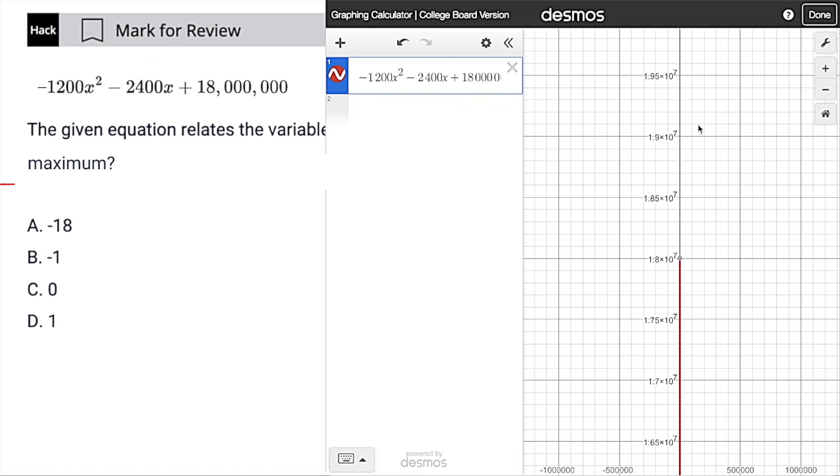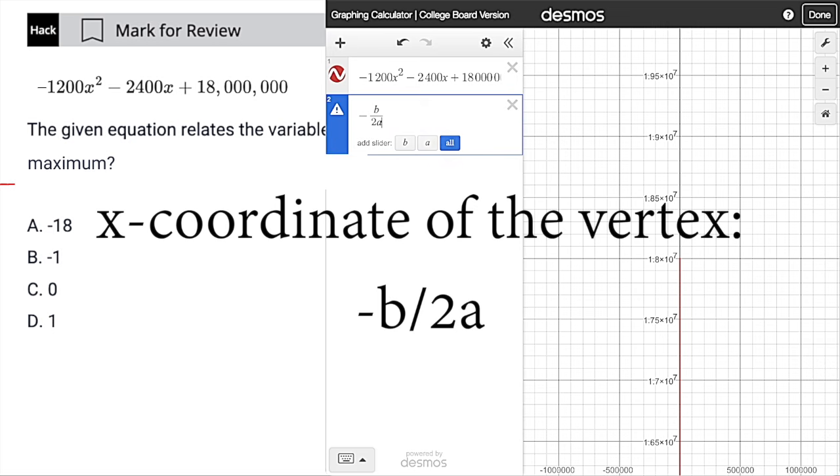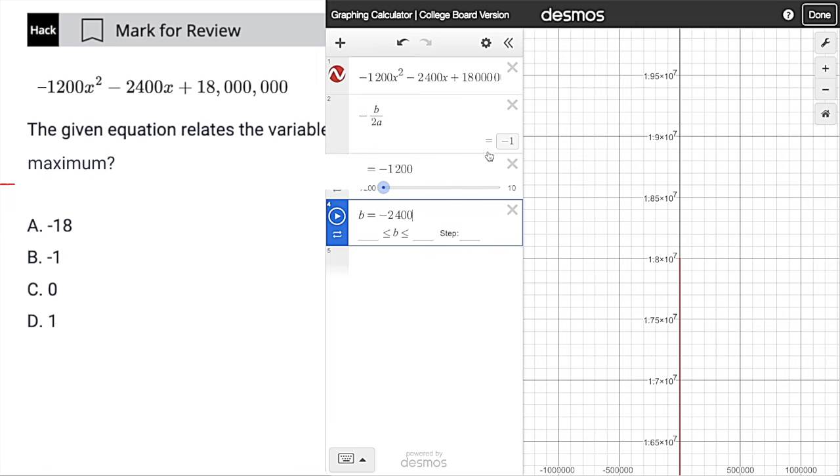So to avoid all this craziness, we could just use negative b over 2a. And of course, I'm referring to ax squared plus bx plus c, meaning that a in this case equals negative 1200 and b in this case equals negative 2400. So obviously that's going to be negative 1. So our answer for this one is actually going to be choice B.